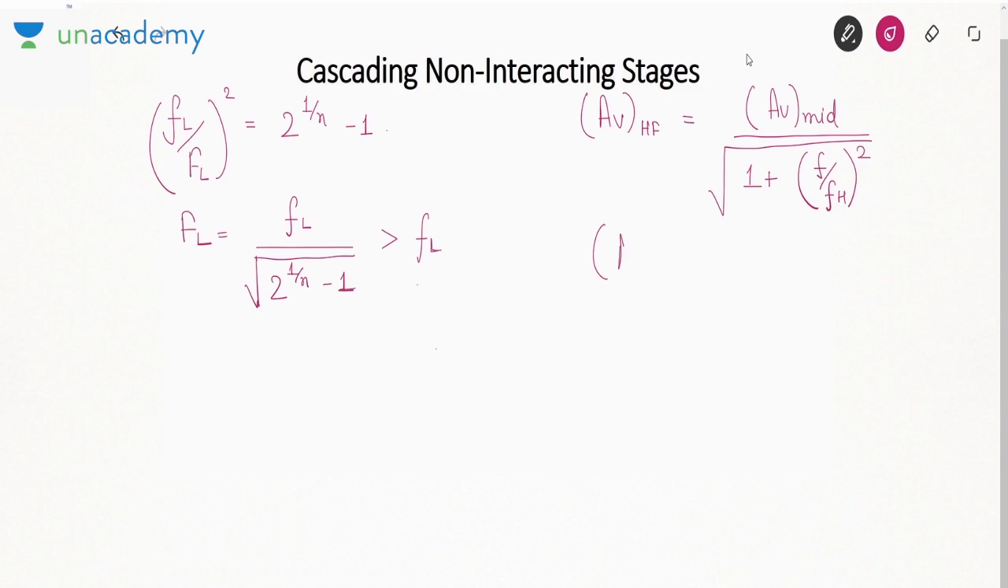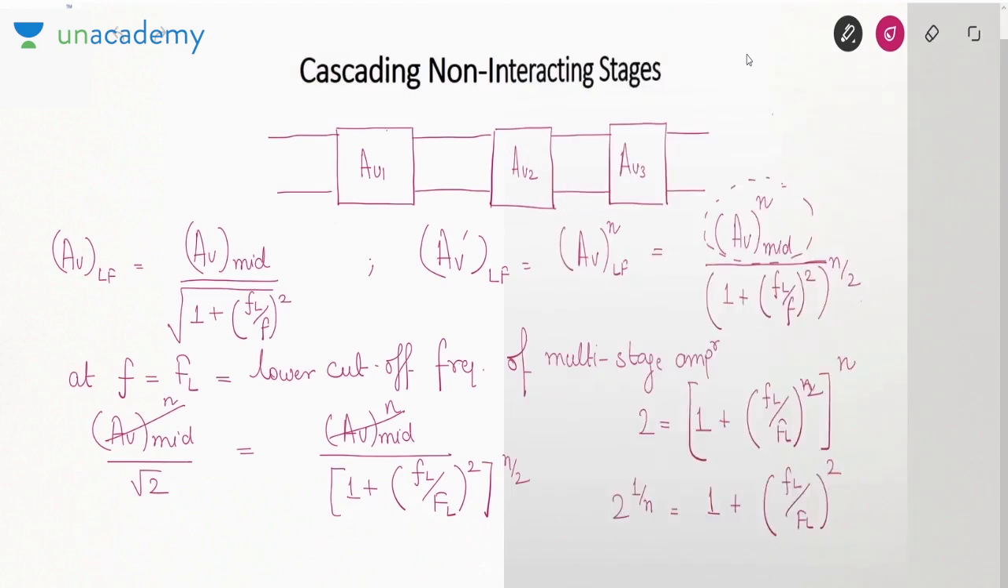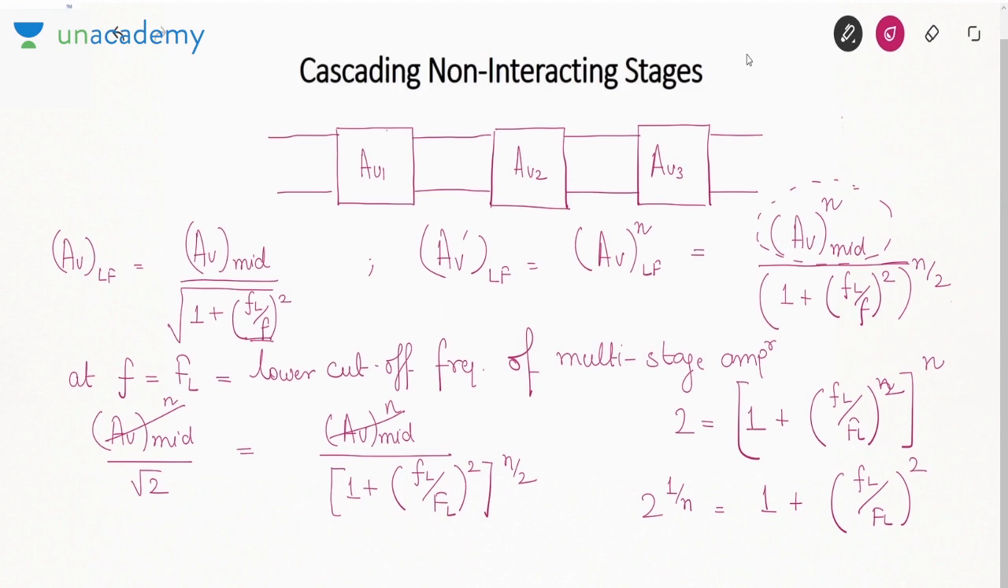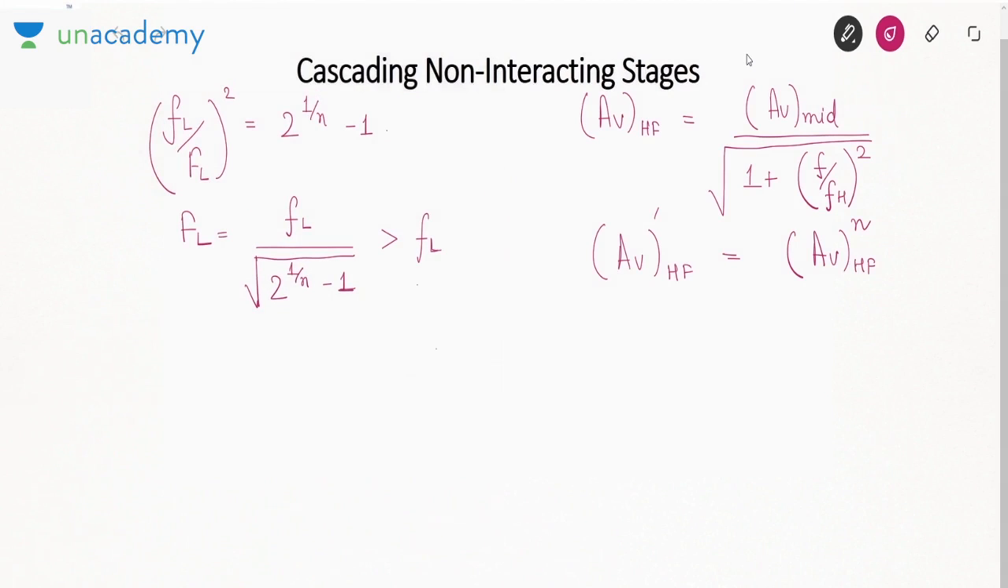Then we could have said that for a multi-stage amplifier, the gain at high frequency will be the individual gain to the power N. Now what is the difference in the basic gain? Here we had the term fL upon f. Here we have f upon fH. That is, the ratio is reversed. Earlier we had fL by f. Now we have f by fH.